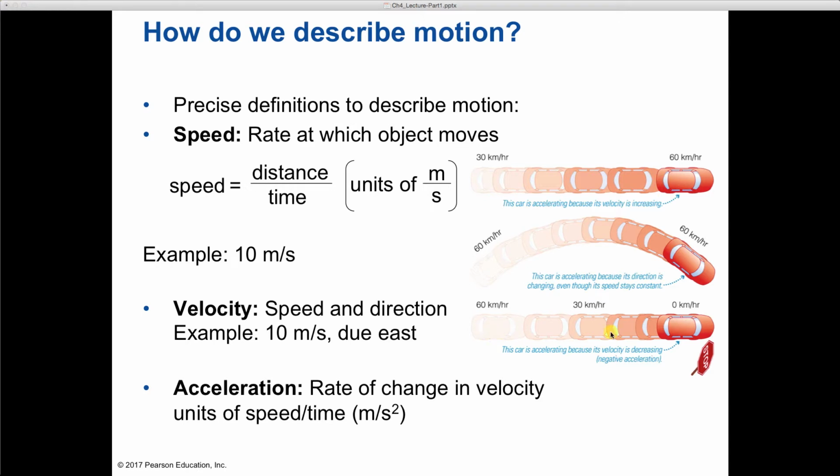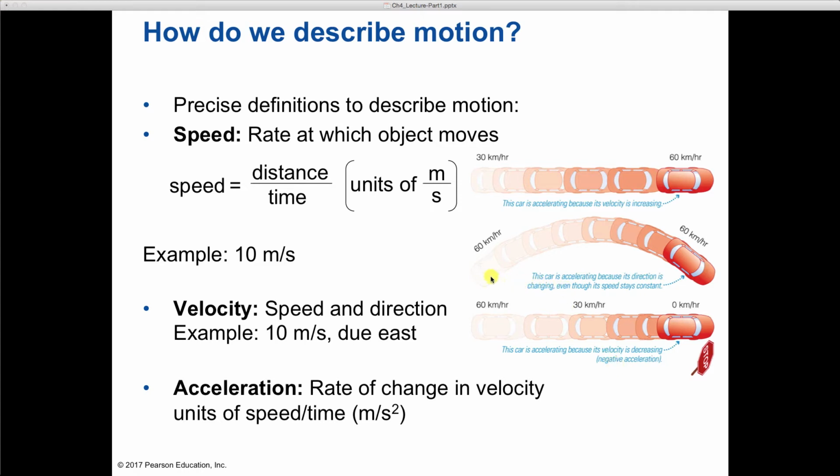If the car is slowing down, going from 60 to 30 to 0 in a straight line, we call that an acceleration as well. But we would refer to it as possibly a negative acceleration, meaning that the negative is sort of opposite the velocity. It's making the velocity, the speed, decrease rather than increase. So we refer to both slowing down and speeding up as accelerations. One might be called positive and the other might be called negative.